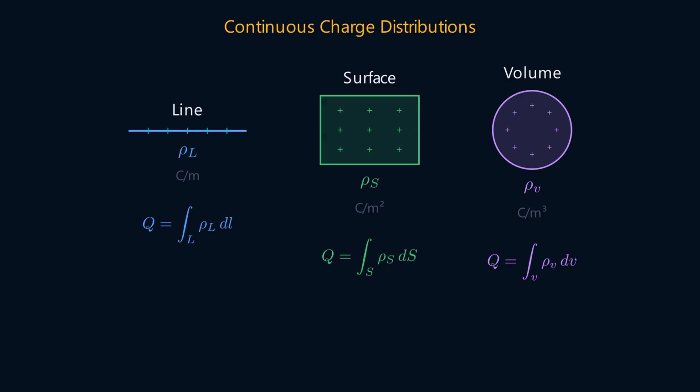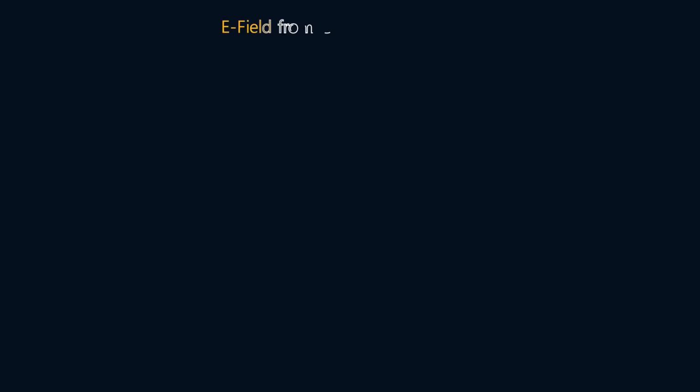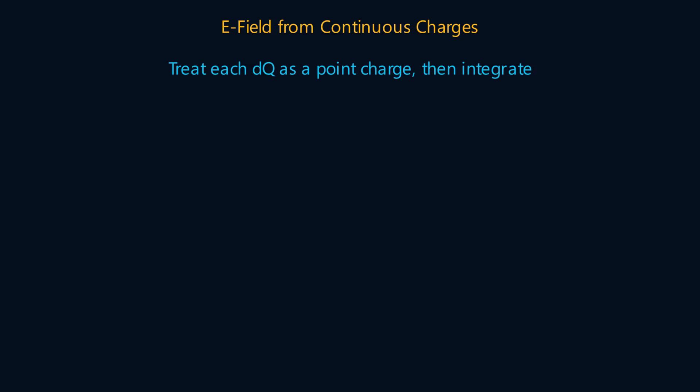Second, surface charge density, ρS. This describes charge spread across a flat or curved surface. It's measured in coulombs per square meter. The total charge is the integral of ρS ds over the surface. Third, volume charge density, ρV. This describes charge filling a three-dimensional region. It's measured in coulombs per cubic meter. The total charge is the integral of ρV dV over the volume.